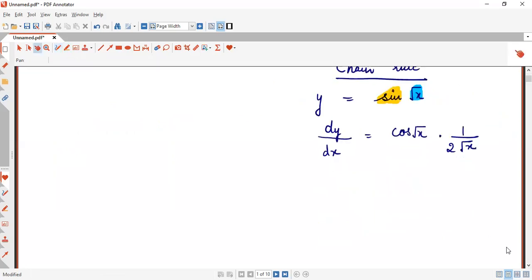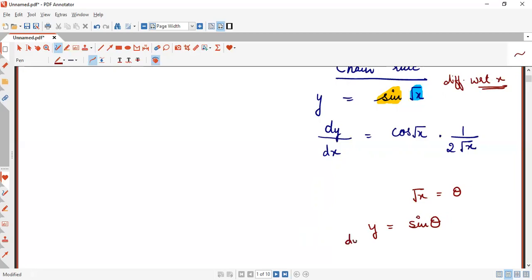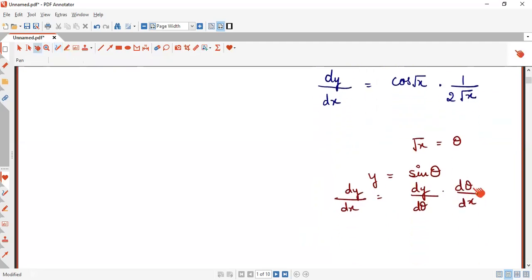If I do it another way, that means if I put over here root x as some theta, it will become y equals to sine theta. I have to differentiate this with respect to x. This will not change, correct? Because you have to do the differentiation with respect to x. Now, if I do the differentiation dy upon dx, what will happen? Because y is in terms of theta now. So you will differentiate y with respect to theta first, and theta you will differentiate with respect to x, correct? Check what you are getting over here.